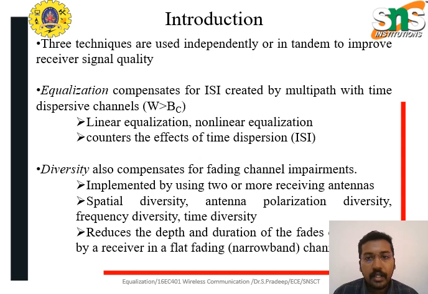Three techniques are used independently to improve receiver quality. First one is equalization and second one is diversity. Diversity techniques in wireless communication are methods used to improve the reliability and performance of wireless links by providing multiple independent signal paths. These techniques exploit the random nature of radio propagation to combat fading, which occurs when signal is weak or distorted due to obstacle and interference. The diversity is implemented by using two or more receiving antennas. It reduces the depth and duration of the fades.